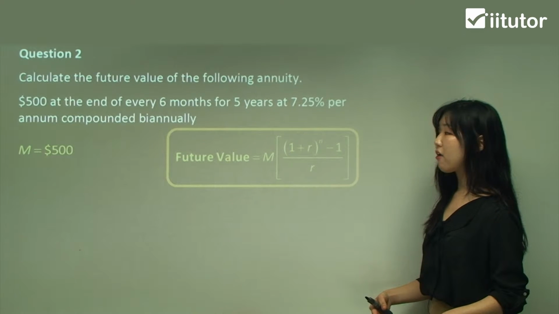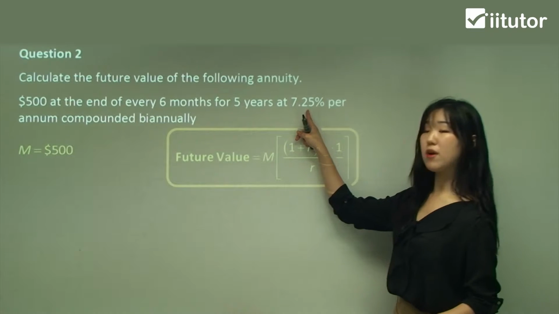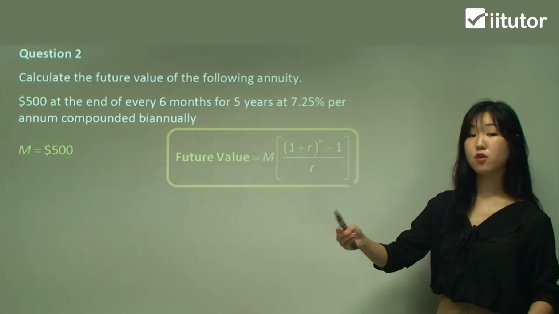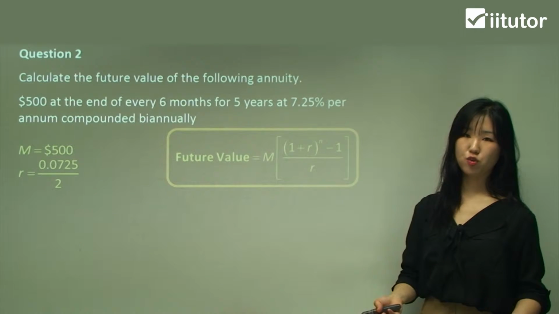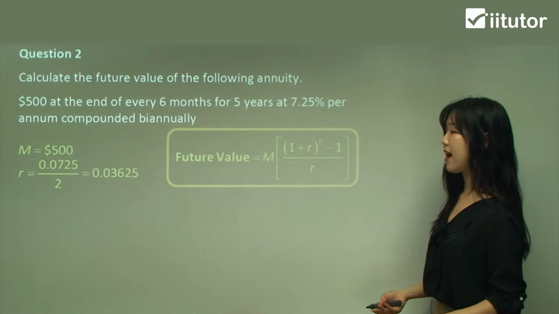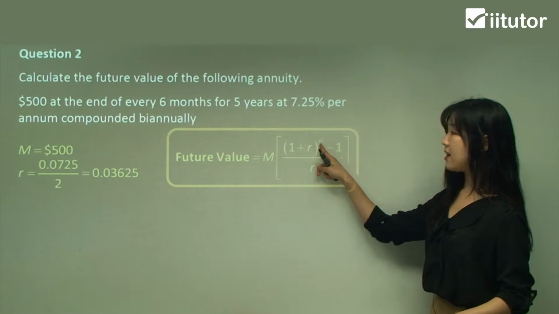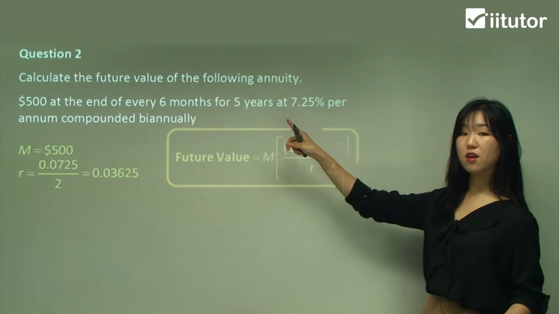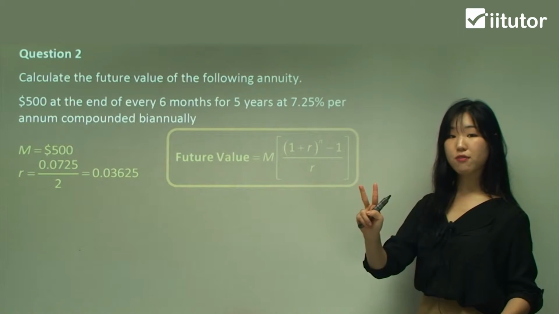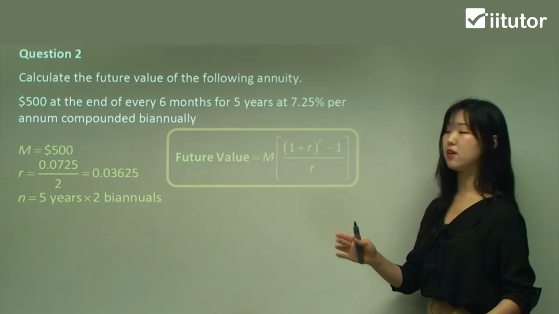And our R, our rate, we have to calculate that. Our rate is 7.25% per annum. So for every half year, every biannum, we simply divide it by 2 and calculate it. That's going to be the R that we're going to use. Now, to get N, the time periods, how many half years in 5 years? Well, in 1 year, there are 2 half years. So in 5 years, we just times it by 2. So 2 biannuals, in other words.